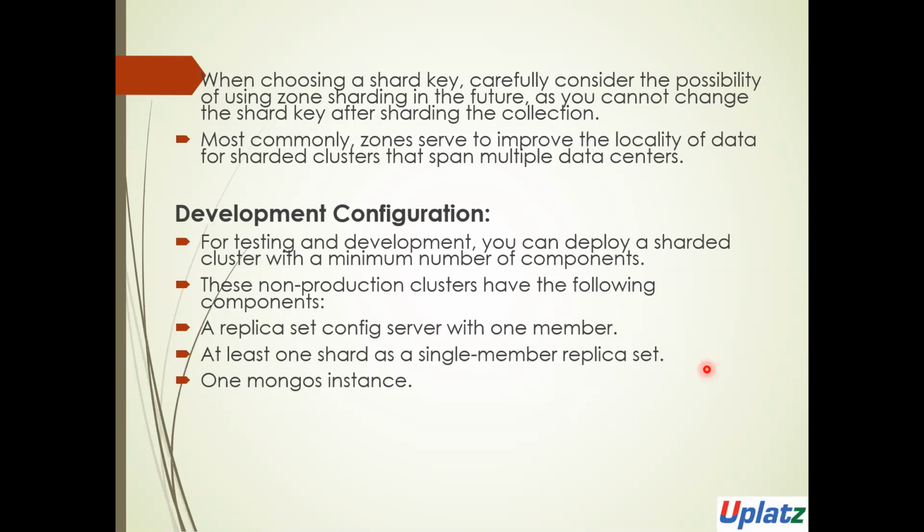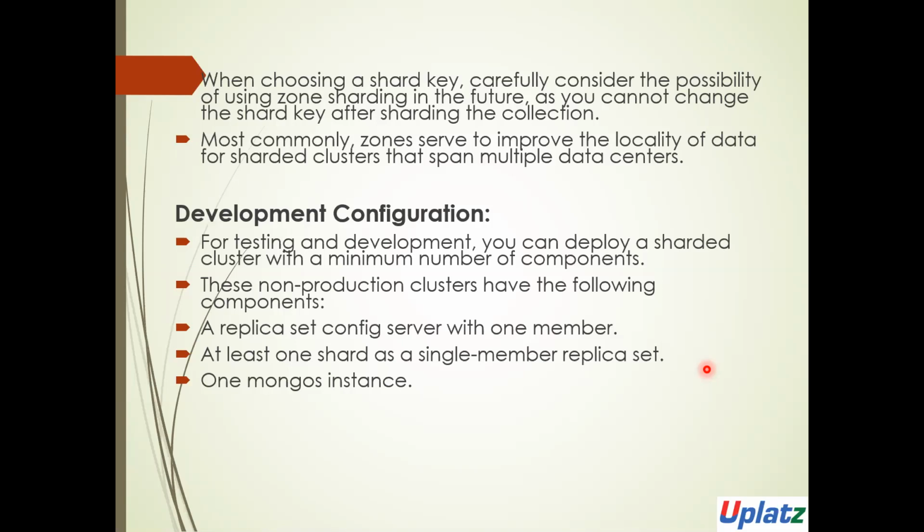Now the development configuration. For testing and development, we can deploy a standard cluster with a minimum number of components. For non-production clusters, we need to do the following: the replica set should be configured with at least one member, our shard should have a single member in the replica set, and it should have one Mongos instance. So these three points are for non-production clusters.